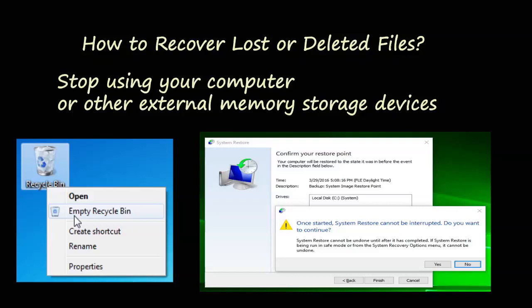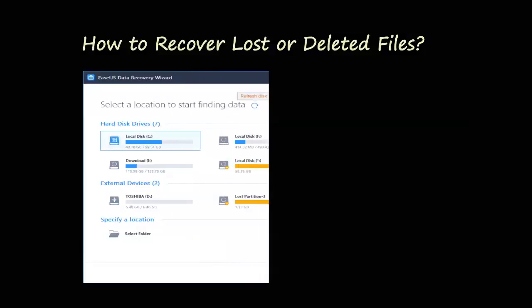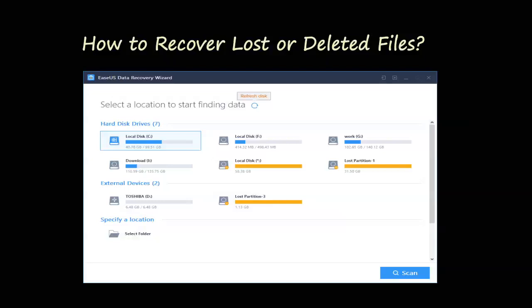And method 3 is to recover deleted files with data recovery software. If you want to recover the exact copy of your deleted files and not a previously saved version, you can try third-party data recovery software. Here is EaseUS Data Recovery Wizard Professional. It is an easy recovery tool and is recommended.